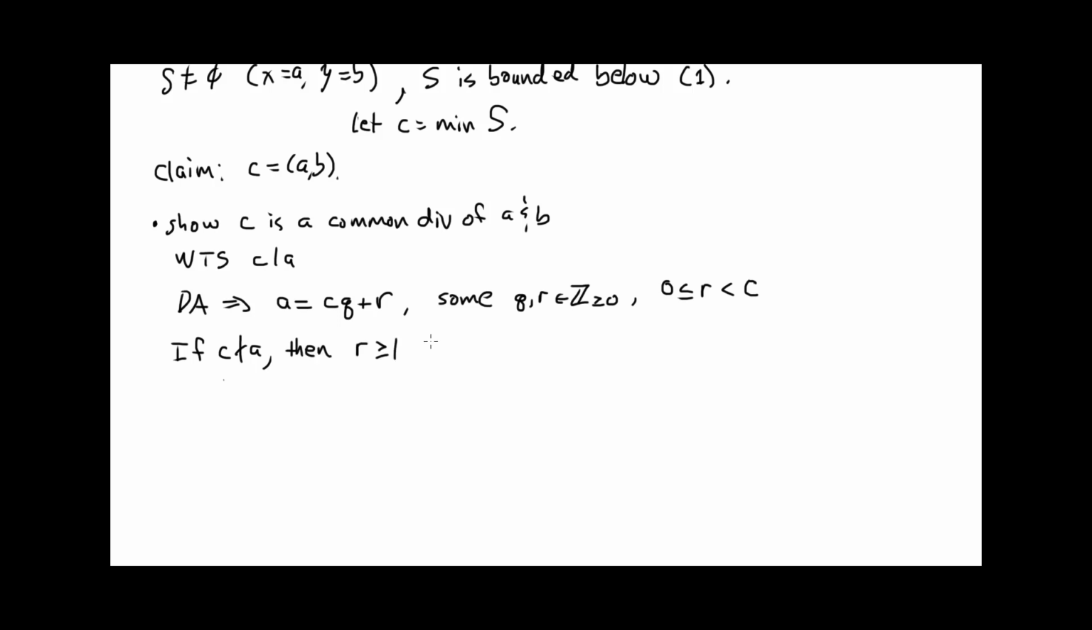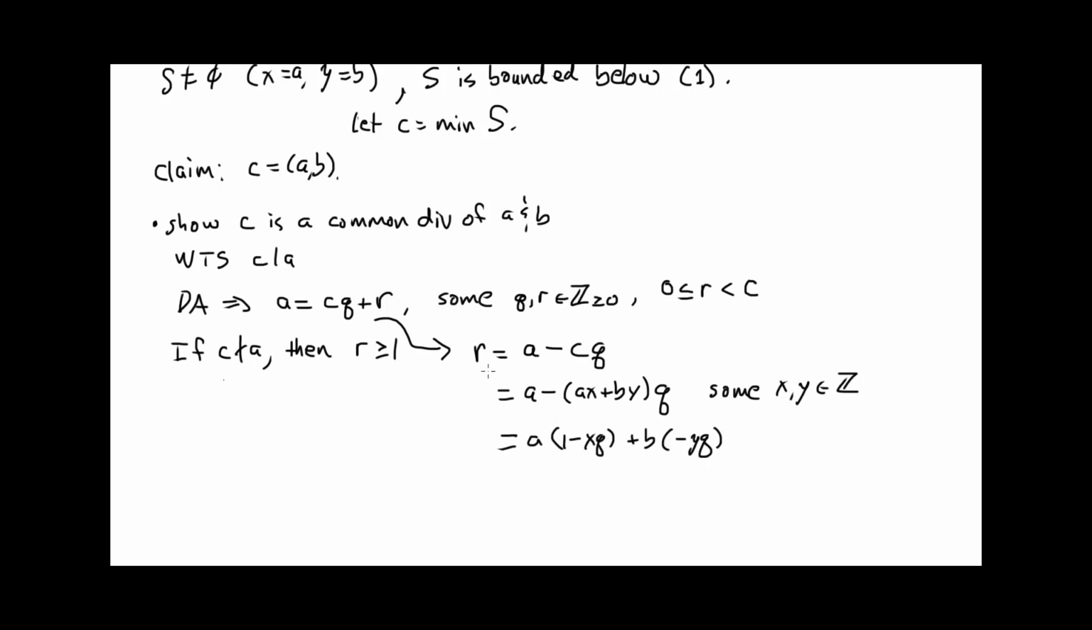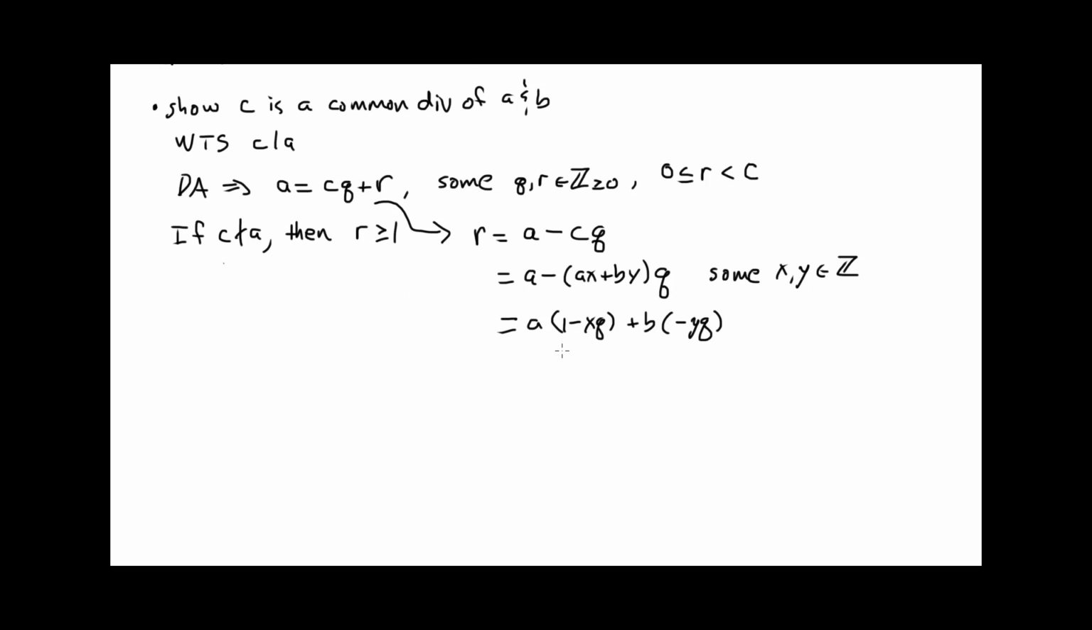But if we look at this equation here, this tells us that r is equal to a minus cq. And now we haven't used the fact that c is in S yet. So that means we can write c as a linear combination. But now we can just gather terms, get all the a's and b's by themselves. So in fact, r is itself a linear combination of a's and b's. But since r is at least 1, coupled with this fact, we see that r actually is in S. But this, then, is a contradiction to this statement up here.